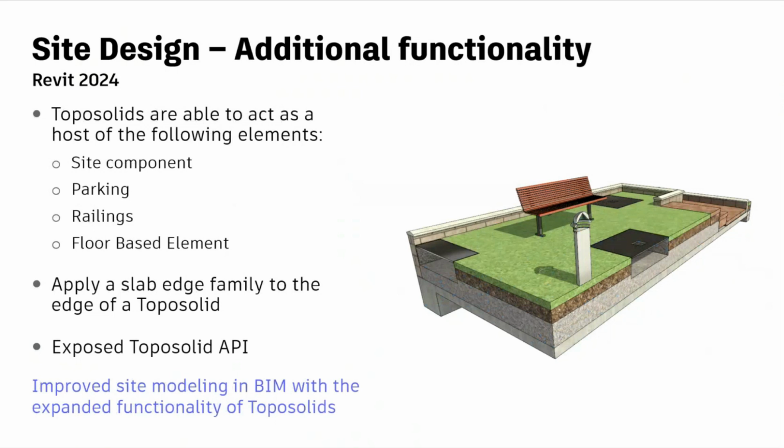Now, because we have this as a topo solid and it's a system family, the objects can now be hosted to those topo solids. So it can host elements from the categories of site, parking, floor-based elements. Even slab edge families can be applied to the edge of a topo solid. So if you're doing a slab edge that you might be using to do a curb, like on a pavement or a road on the edge of the site, you can use that to host to that particular split region of a topo solid. So this is a fantastic new feature to help with your site modeling experience with topo solids.